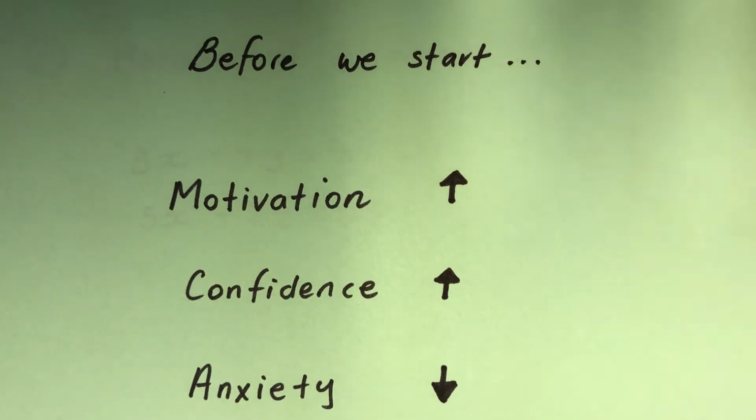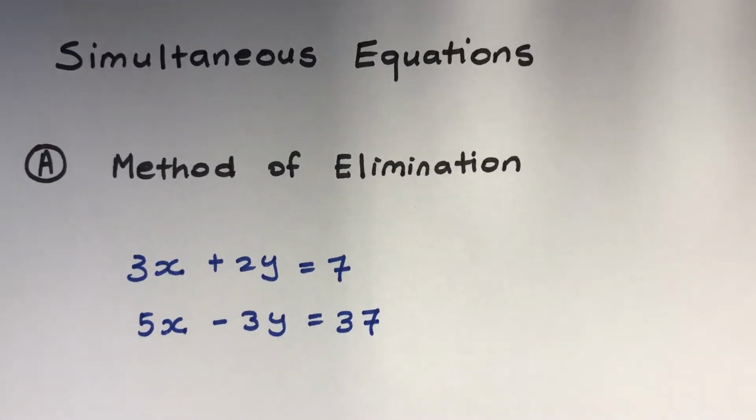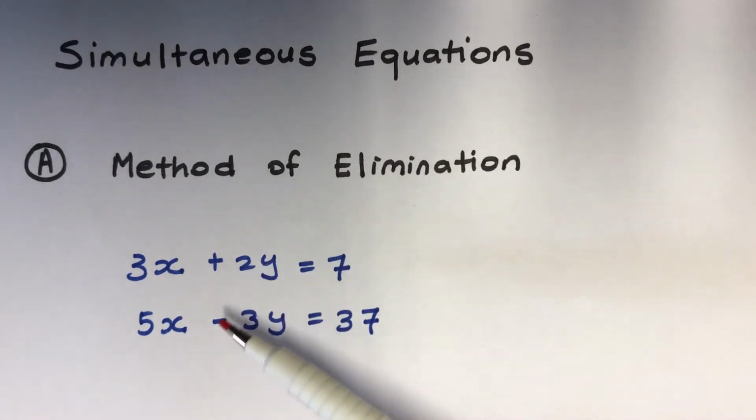So let's start. Now, simultaneous equations, first method is elimination. We're going to eliminate x or y, and then we'll find one of them. Here I've got 3x plus 2y equals 7 and 5x minus 3y equals 37. Which one should I eliminate first, x's or y's? It's up to you, but I will choose y's because I've got this plus and this minus.